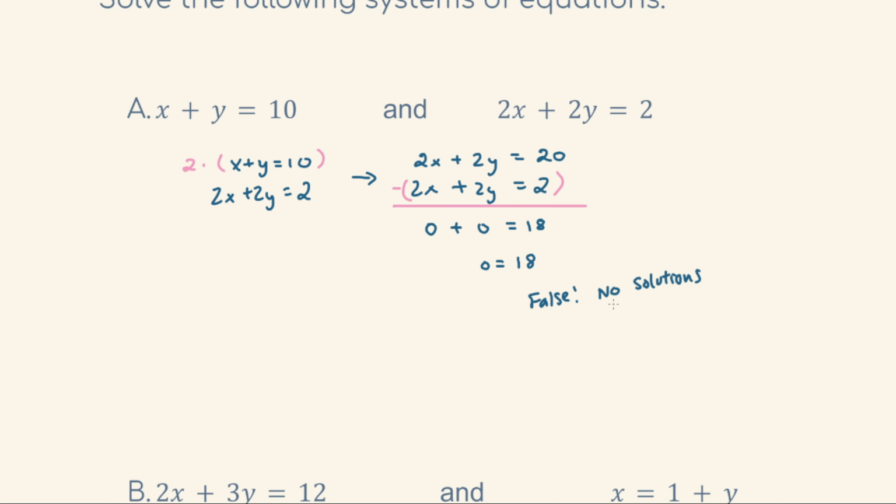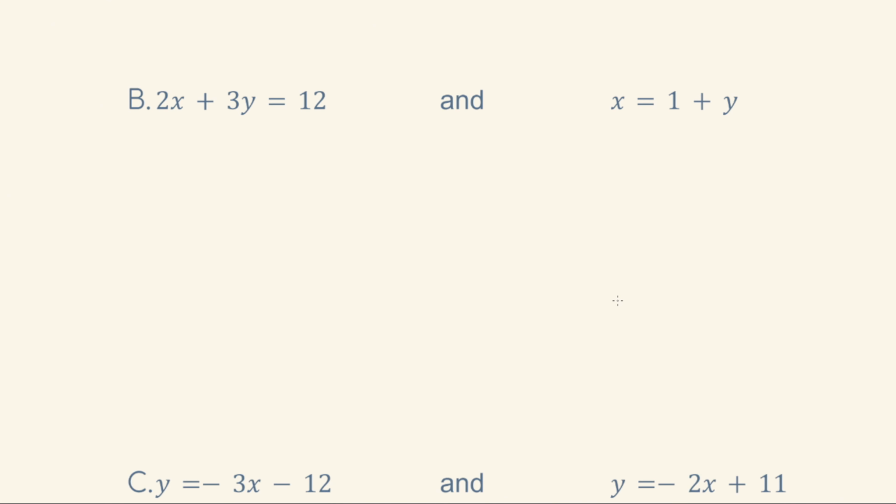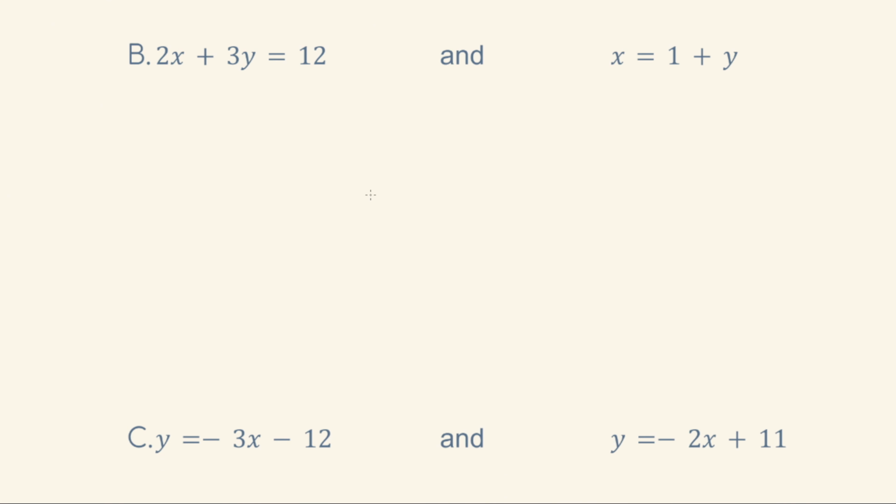Okay. Let's look at question B then. So 2x plus 3y equals 12, and x equals 1 plus y. In this case, we already have one of these variables isolated, but not in both equations, right? We don't have two functional forms, you just have one. So we could just take this 1 plus y here, and we know because x is equal to that, we can just sub this into here. You're going to get 2 times 1 plus y plus 3y is equal to 12.